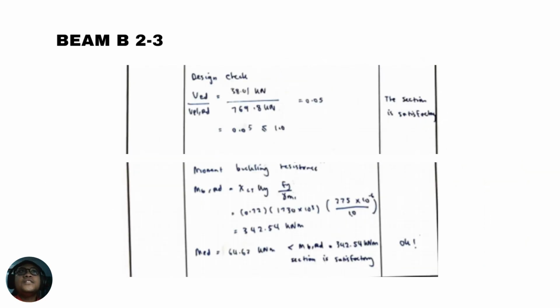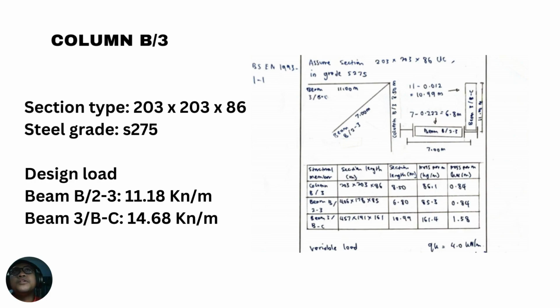So the section is satisfactory because the design check is below 1.0, which is 0.05, and the moment buckling resistance is higher than the moment bending. The total moment bending is 64.62 kN meter, and the moment buckling resistance is 342.54 kN meter. Next, we go to column B3.